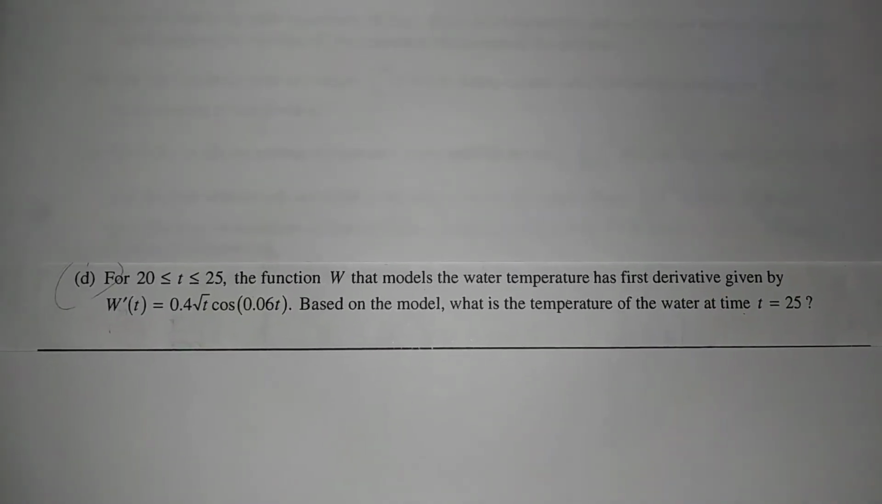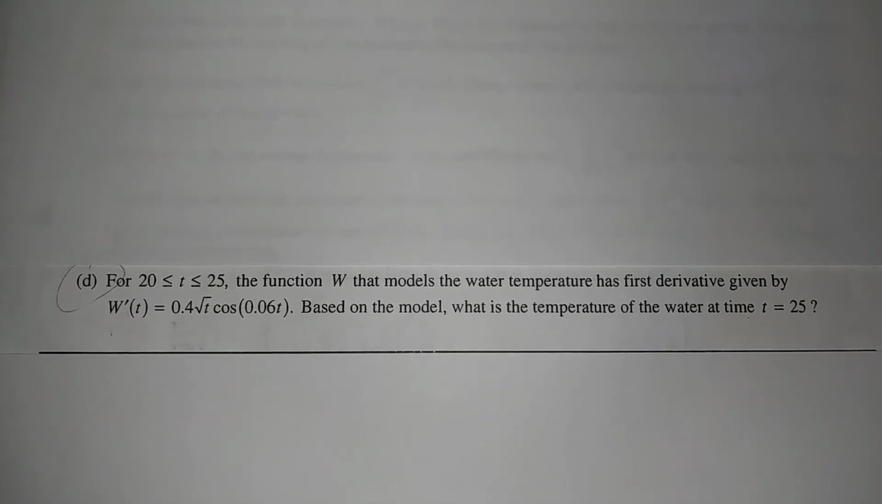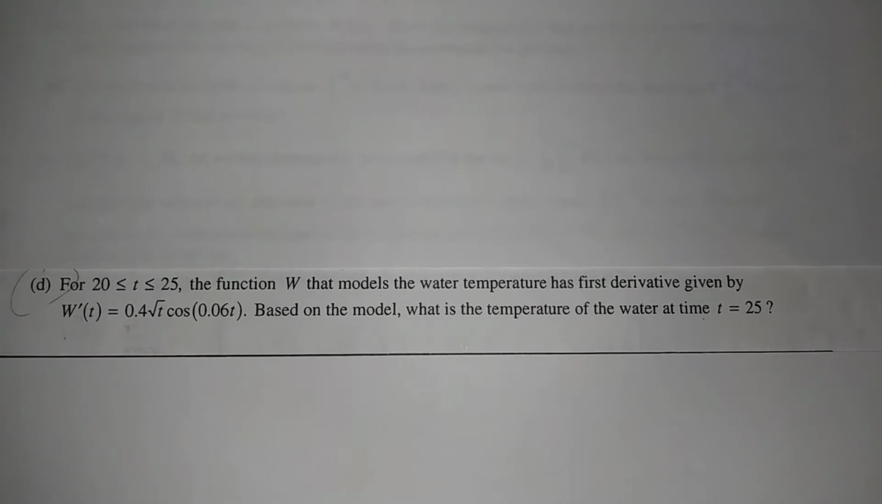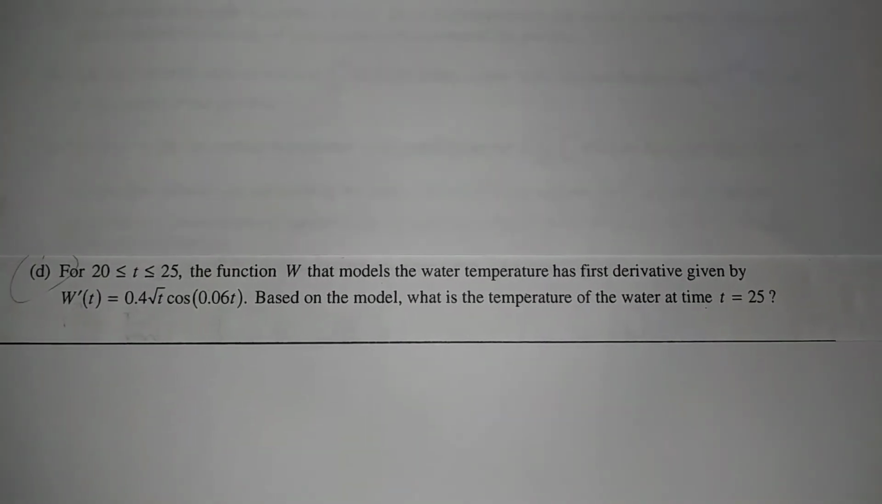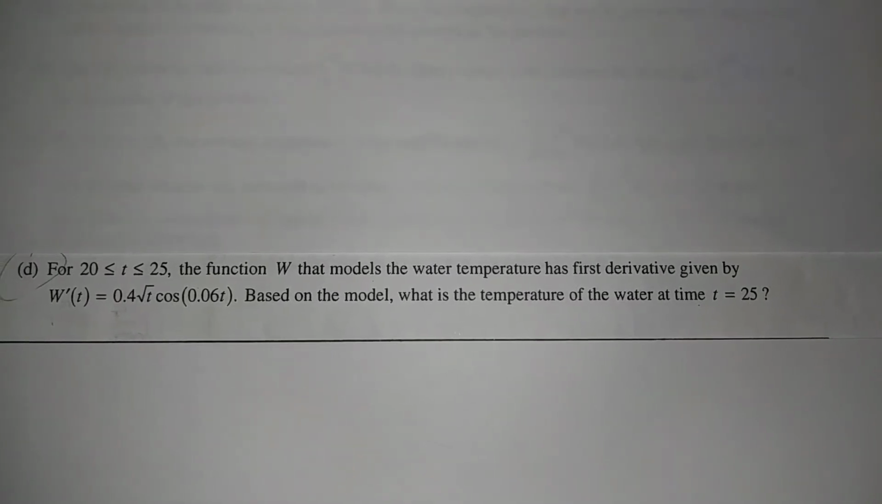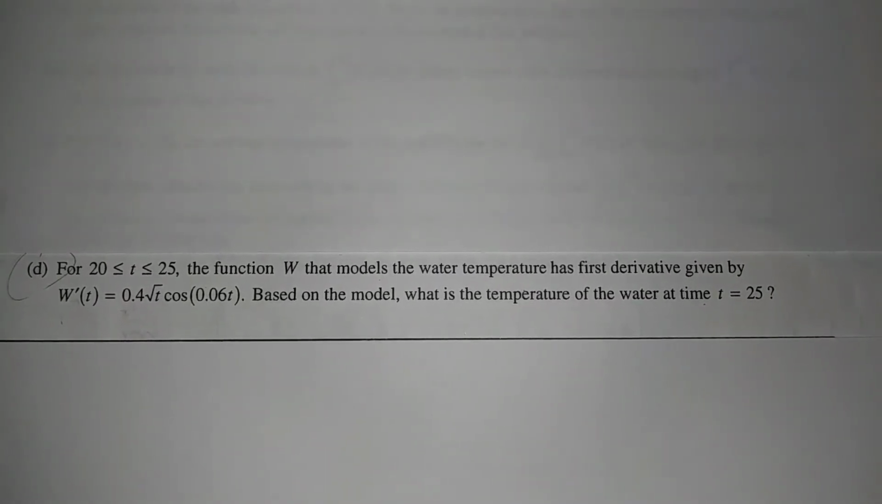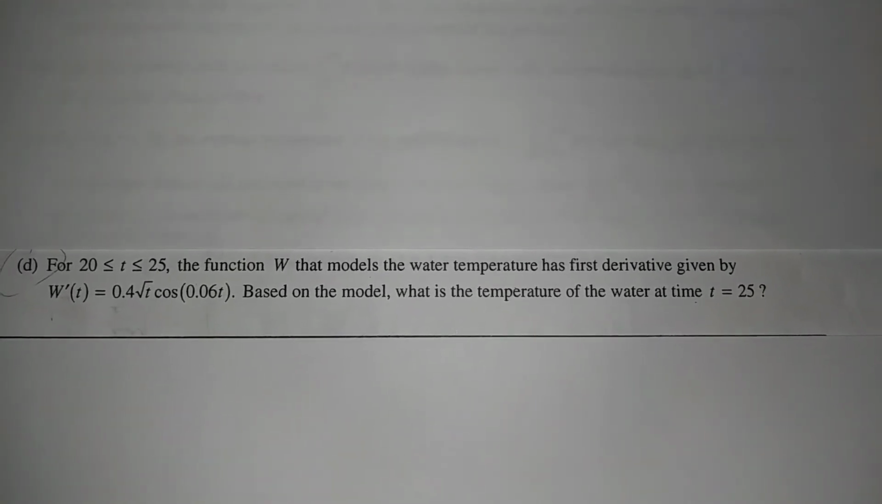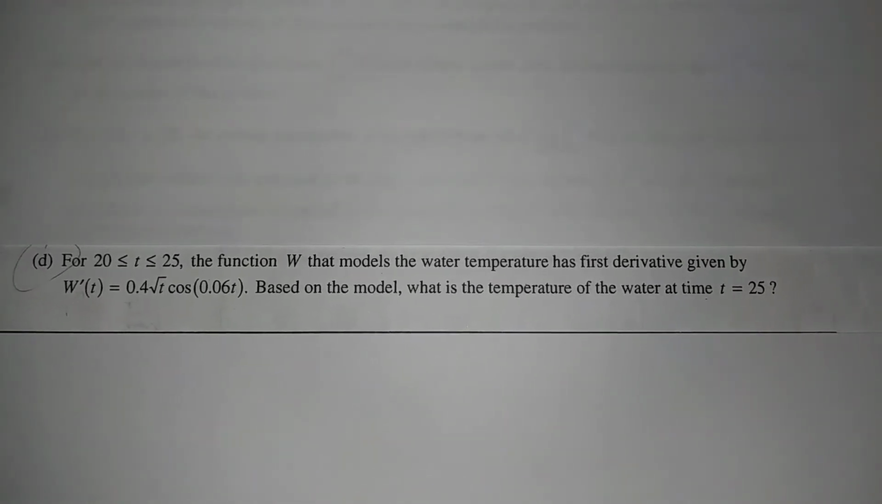Lastly, part D asks for 20 less than or equal to t less than or equal to 25. The function W that models the water temperature has first derivative given by W prime of t equals 0.4 square root of t times cosine of 0.06t. Based on the model, what is the temperature of the water at time t equals 25?